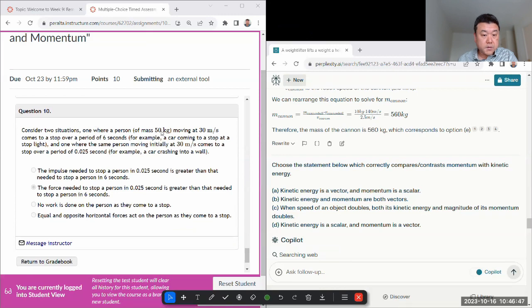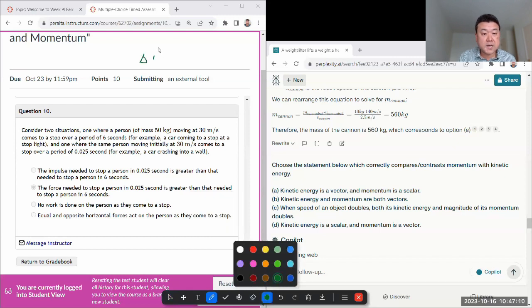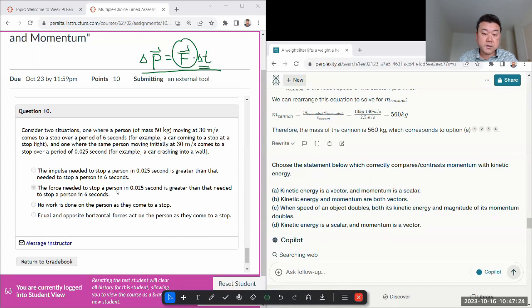Two situations, one person moving at that speed, the same person moving at the same speed over a short time. So your change in momentum will be the same. So your impulse will be the same, but what will be different is the duration of time. So looking at this equation again, change in momentum is the same, but that relates to force by this relationship. And you need to be able to say if the time changes, then the amount of applied force will be different. So the impulse is not greater, that's the same, but the force needed to stop in a short amount of time is greater. Yeah, that's correct.